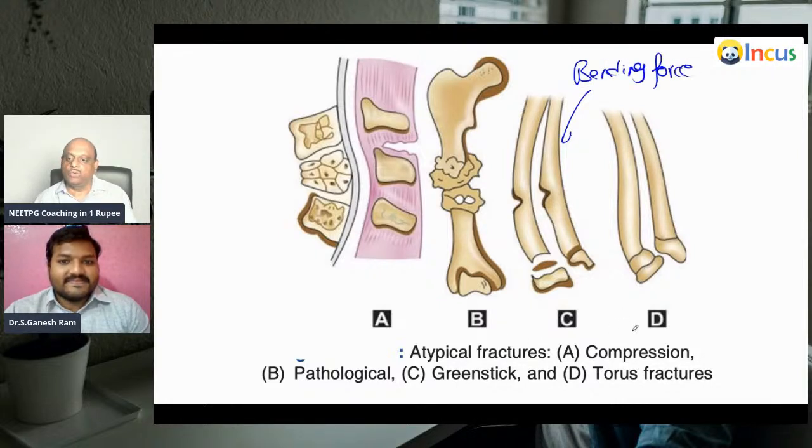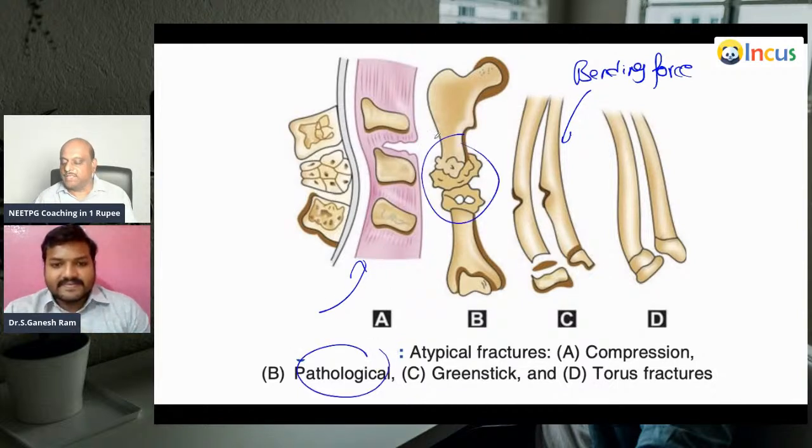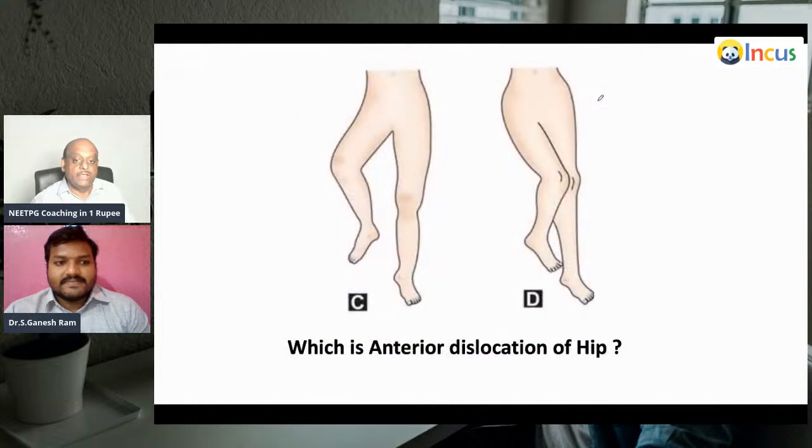Wonderful. So we have a compression fracture in the spine. We have a pathological fracture in people who have underlying malignancy with metastasis. And this is the green stick, and this is called the torus fracture. That is what we need to remember. Now, doctor, between these two, which attitude possibly is anterior dislocation of the hip?